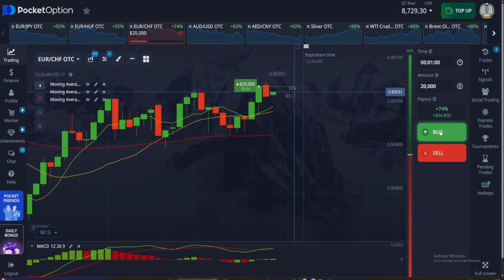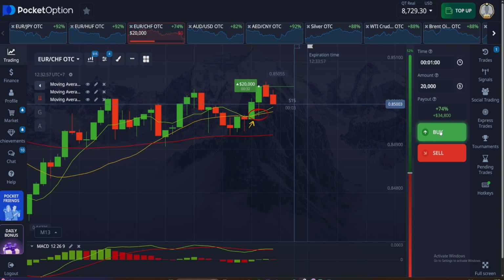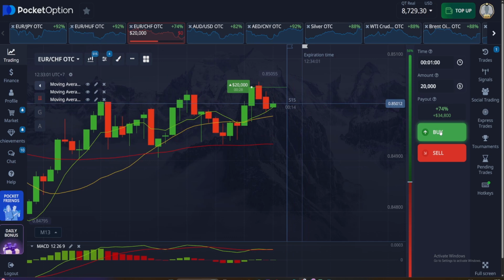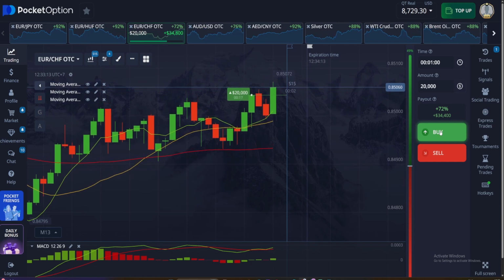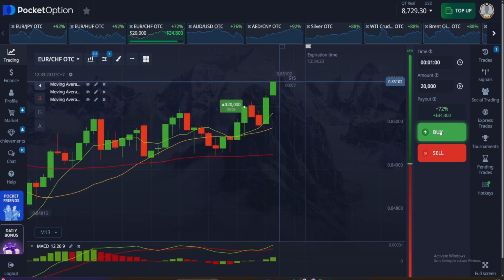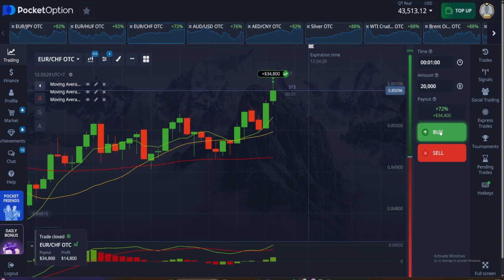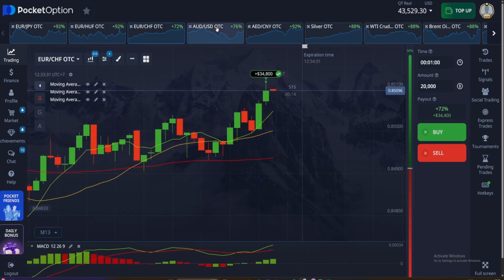signaling a strong potential for prices to move upward. Additionally, the moving averages are crossing upward as well, giving an extra confirmation that the trend might be shifting into an uptrend. With these 2 confirmations from both the MACD and the moving averages, I'm confident to enter a buy position. It's a good moment to follow the potential price increase. Let's see how this trade turns out. Okay, profit. Let's open the next market.